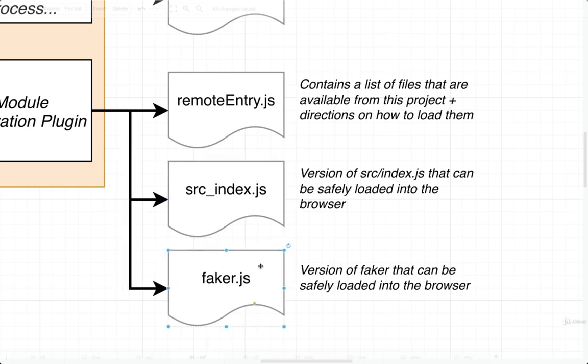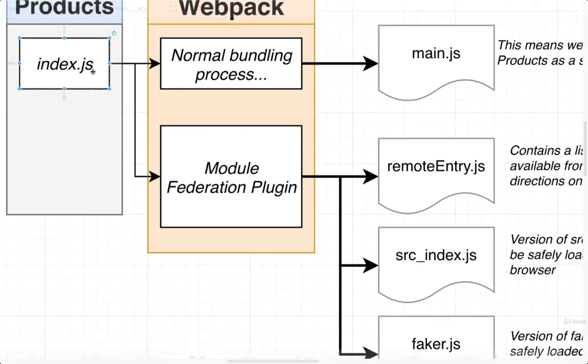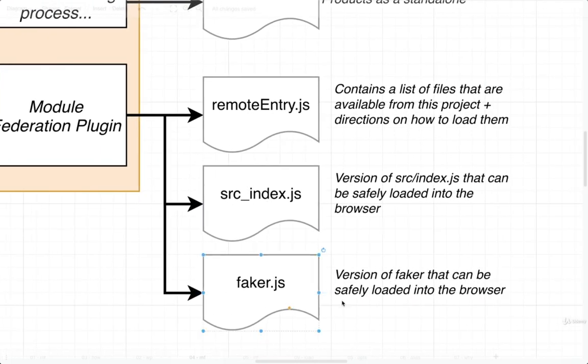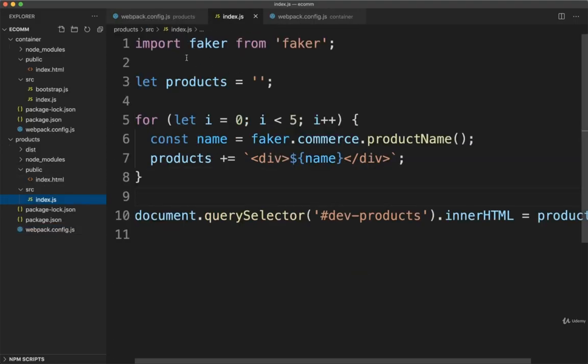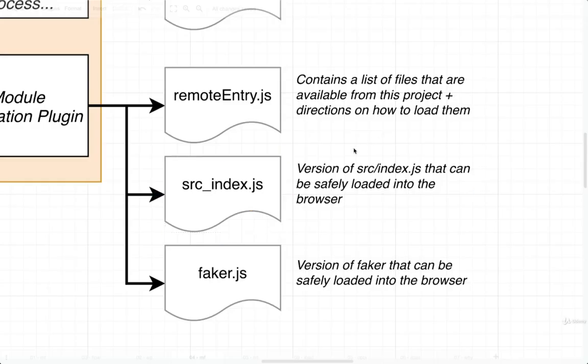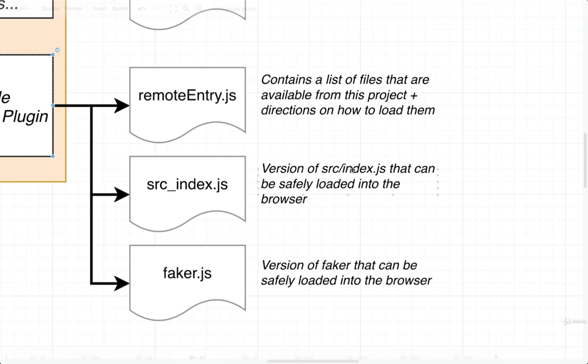The source index.js file and the Faker.js files, once again, we saw these inside of our network request log a moment ago, are essentially identical to the index.js file we've got inside of our products project and the actual Faker dependency, but they've been processed by Webpack. So rather than just having the exact code that we have inside of our code editor, such as this right here, Webpack will take all this code and convert it so that we can make use of modules like import statements and stuff like that inside the browser. Long story short, the version of this source index.js file and this Faker stuff that gets output from the module federation plugin can be safely loaded and executed in the browser.